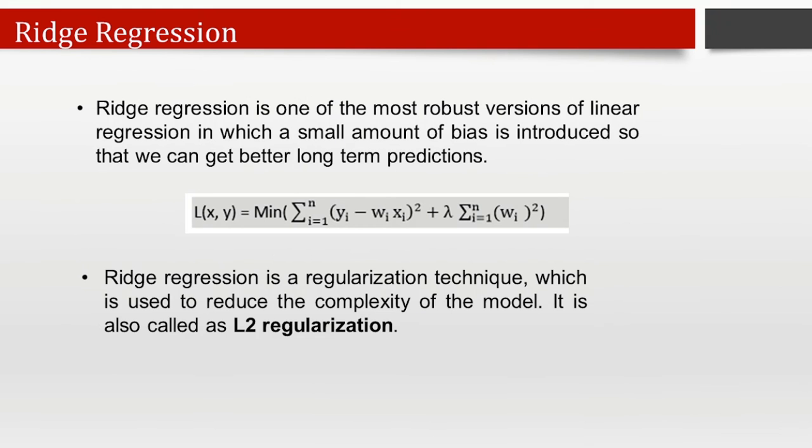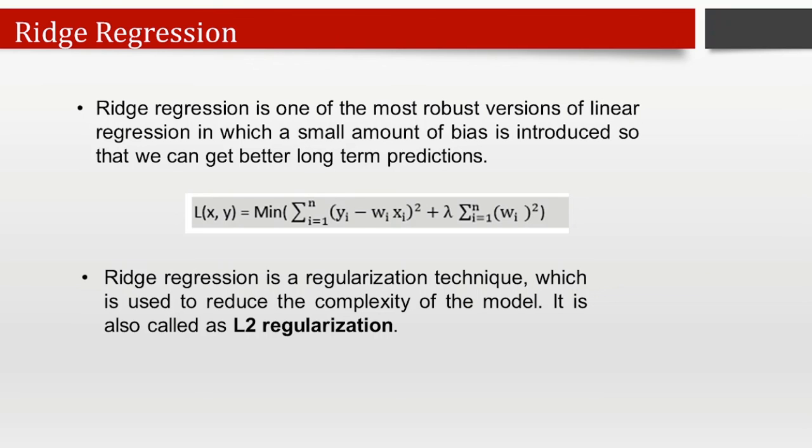Ridge regression is one of the most robust versions of linear regression in which a small amount of bias is introduced so that we can get better long-term predictions. The amount of bias added to the model is known as the ridge regression penalty, which we can compute by multiplying lambda with the squared weight of each individual feature. The equation of ridge regression, you can see on the screen.